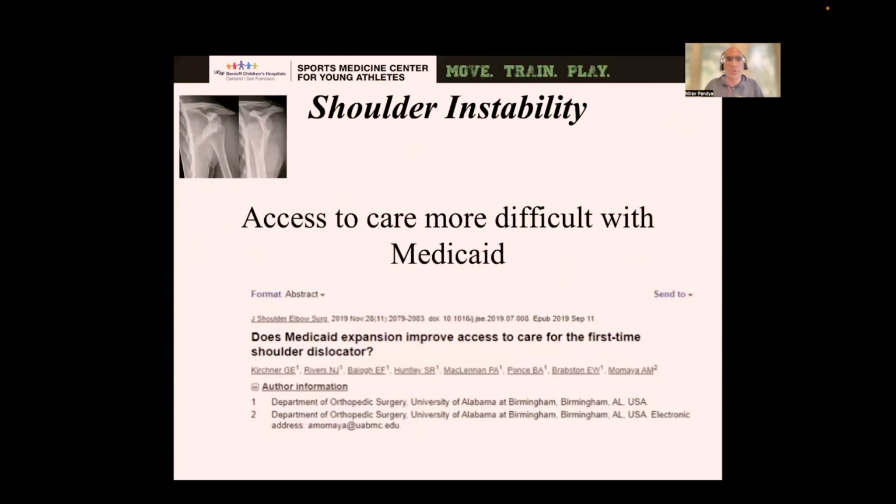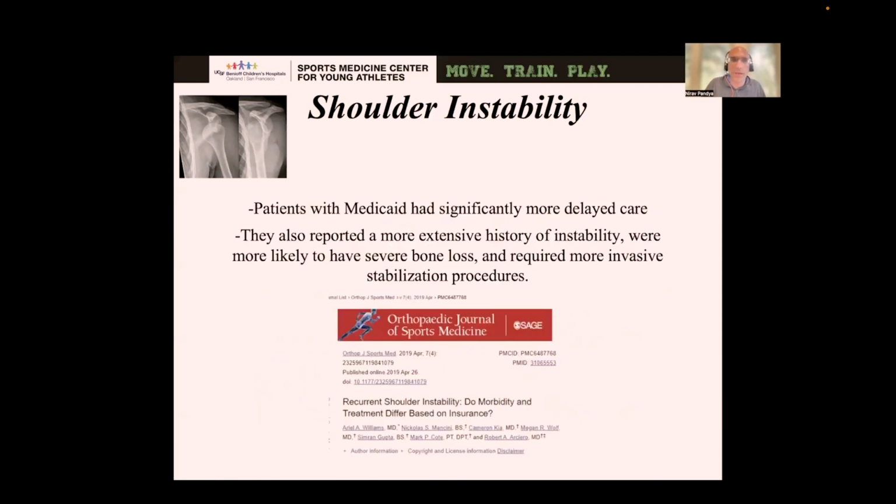And finally, let's look at shoulder instability. So access to care was more difficult with Medicaid for even things as clear as recurrent shoulder instability. Even for a first-time shoulder dislocator, if they're young, if you had publicly insured status, you sometimes just ended up in the ER, you never got treated, your primary care physician could have a difficult time getting access to a specialist, and you keep dislocating again.